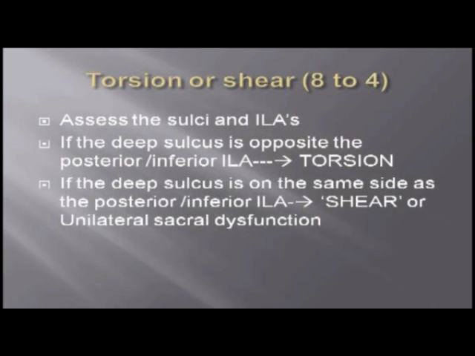If your deep sacral sulcus is on one side and your low posterior inferior ILA is on the same side, it's a shear. It's a unilateral sacral dysfunction. You're down to 4. So you've eliminated the flexions and the extensions, the torsions, and now you're down to the shear. So that's how we get from 8. I've got a little slide here about sacral sulci, ILAs. You've got to remember those. Here's the picture on what I just said about deep sacral sulcus and ILA on opposite sides. It's a torsion, and then the shears on the same side.